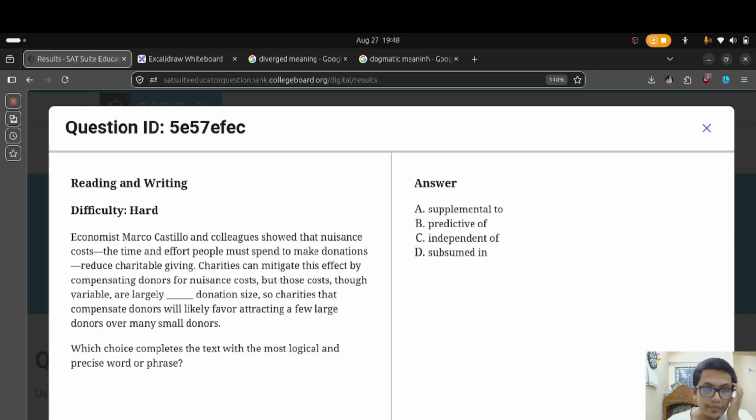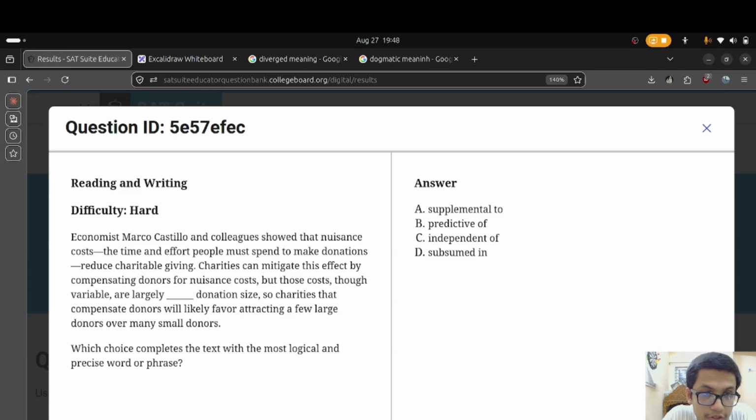It's a hard question, they say. So the economist Marco Castillo and colleagues showed that nuisance cost, the time and effort people must spend to make donations, reduce charitable giving. Charities can mitigate this effect by compensating donors for nuisance costs, but those costs, though variable, are largely... it largely depends on something. So charities that compensate donors will likely favor attracting a few large donors or small donors.